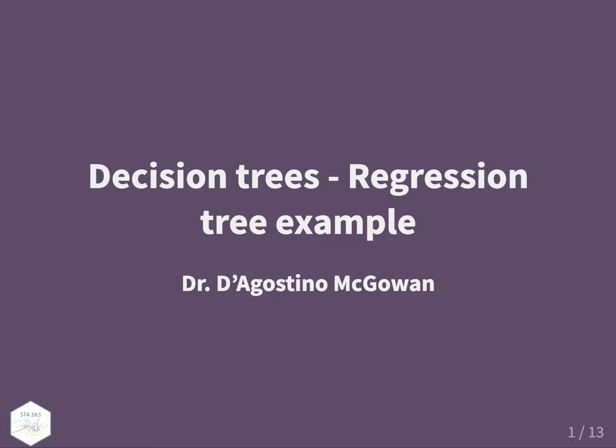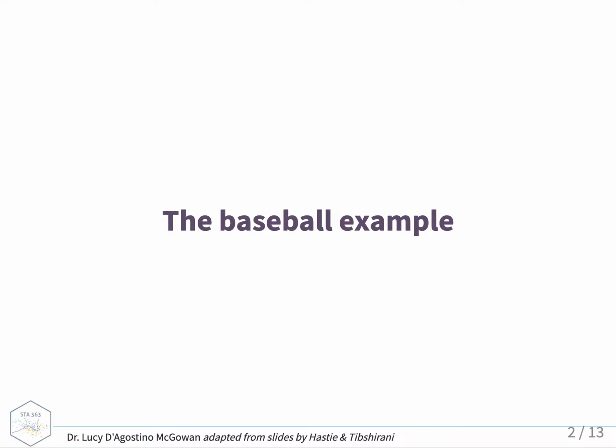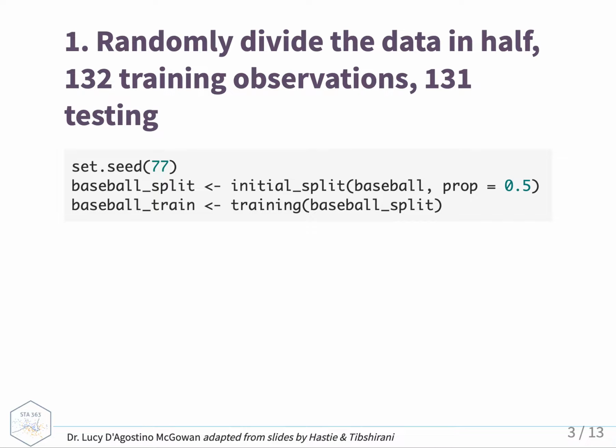Lecture for today, we're going to do a quick example for how to do this in R, and then you'll try it yourself. And so let's go back to our baseball example that we started with at the beginning of this lecture series. So what you're going to do here with this data is your first step is to randomly divide the data in half. And so we're going to do that initial split so that we've got 132 training observations, 131 testing observations.